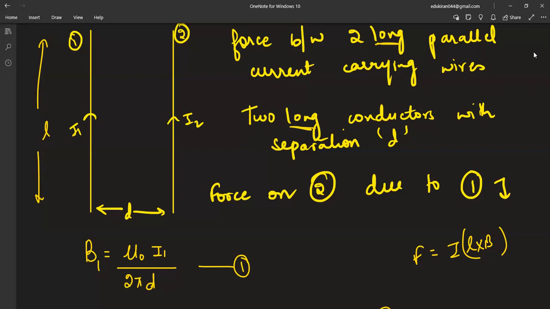Ma'am, so the first formula is for an infinity wire, the wire extending up to infinity. Infinitely long wire. And if the term infinite is not mentioned, if the word just long is mentioned, that means this is the magnetic field for an infinitely long wire itself. This I'll tell you separately also. This is there in your syllabus. You have application of Biot-Savart's law. That will be dealt in your batch. Don't worry.